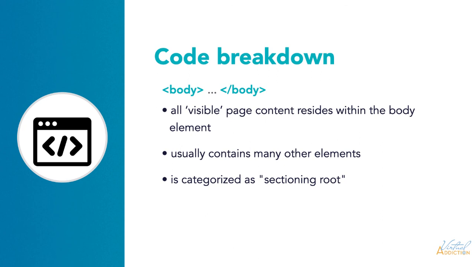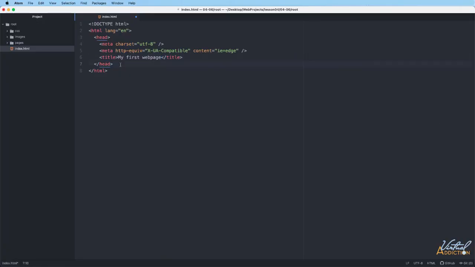Finally, we have the body element. Generally, most content that will be displayed on a typical web page is contained within the body element. The body element generally contains many other elements. We will always use a body start tag and a body ending tag. The body element is categorized as a sectioning root element. Most elements contained within the body are categorized as flow content. HTML elements can only have one body element.